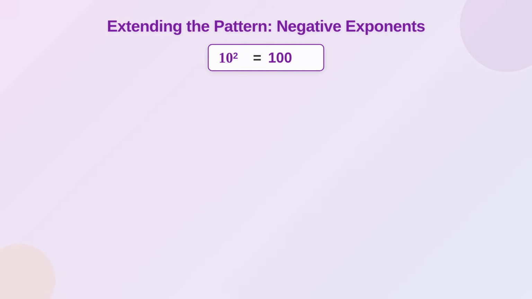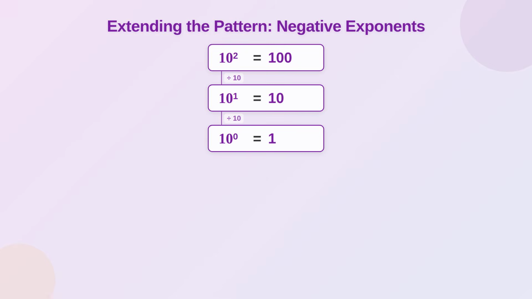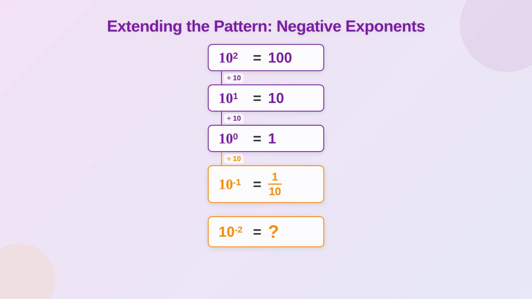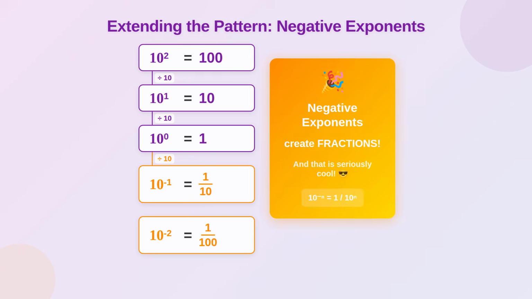Now, Maya's teacher threw a curveball. What about 10 to the -1? Let's keep our pattern going. We already know 10 to the 0 is 1. If we divide by 10 one more time, we go below 0 to 10 to the -1. 1 divided by 10 is 1/10. So 10 to the -1 equals 1 over 10.